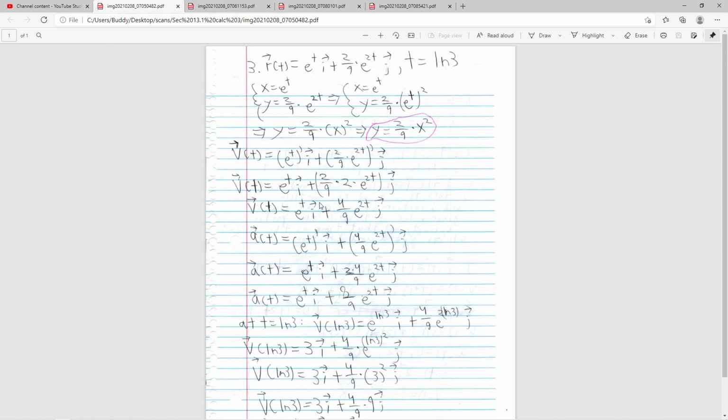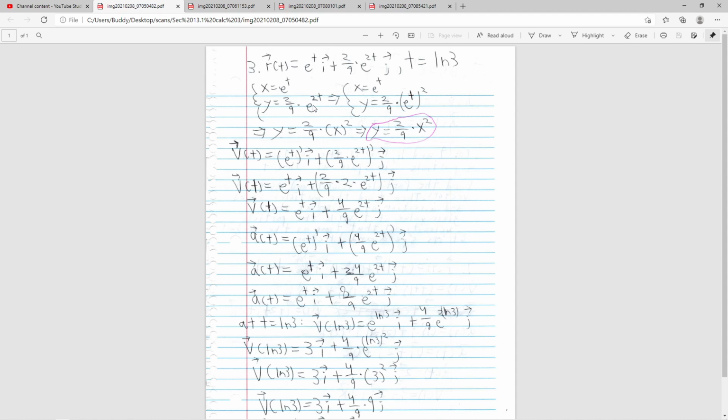Pretty good. This one's a little bit more complicated. We have another one: r(t) is e^t i plus 2/9 times e^(2t) j, and t equals ln 3 is what we're going to evaluate it at. The easiest way is to do a direct substitution early on, so you don't have to worry about messing with logs too much when you're trying to get x into y. So x equals e^t, y equals 2/9 times e^(2t). So y is equal to 2/9 times (e^t) squared.